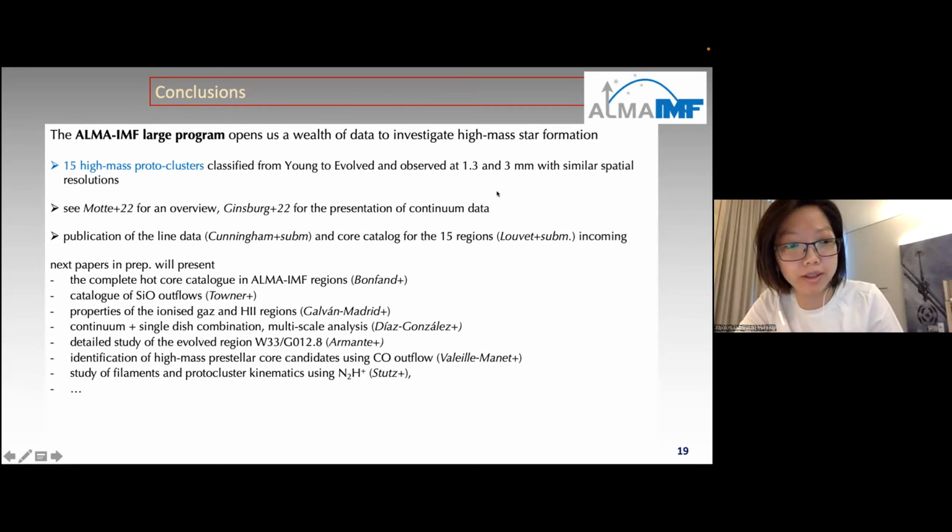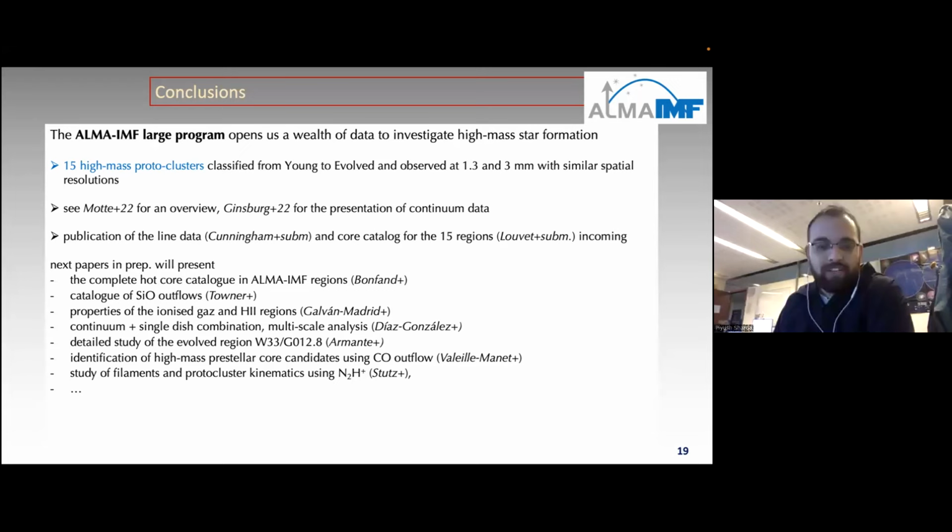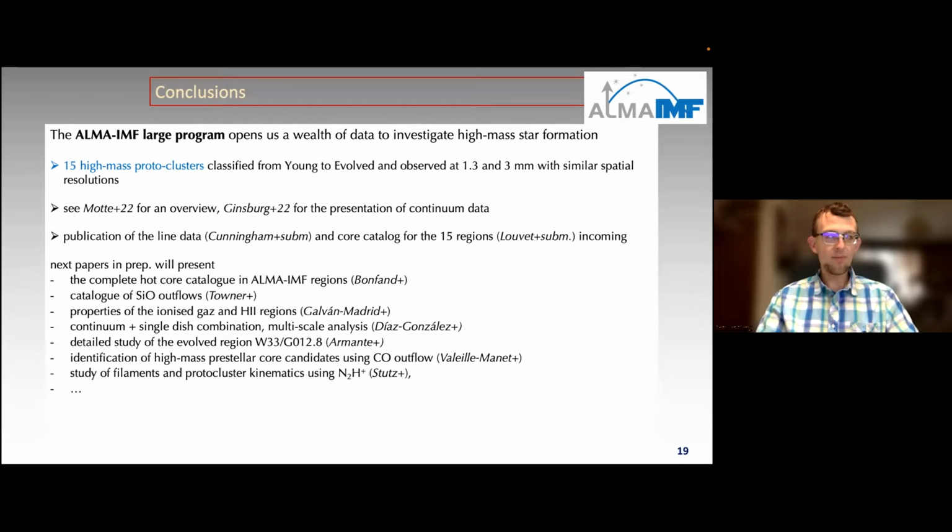Hi, Thomas, really great talk. I was just wondering if you have looked at the metallicities of these cores and whether you can place any constraints on the carbon or oxygen abundances, because we do expect some variations in the IMF with the metallicity as well. I'm more focused on molecular clouds in the Milky Way, so I'm not so familiar with this kind of study, but as far as I know, this is not something that we have tested. Thank you.